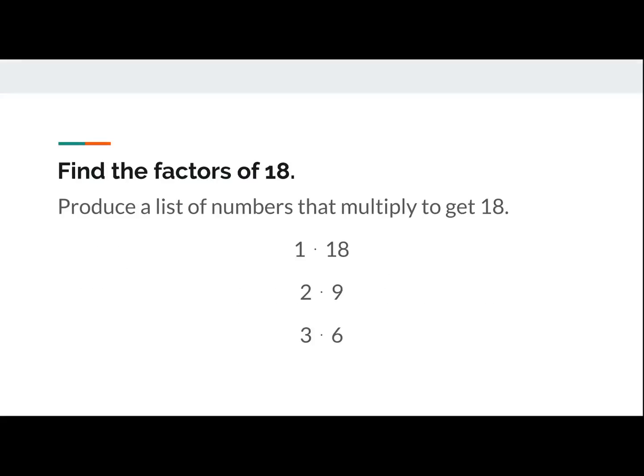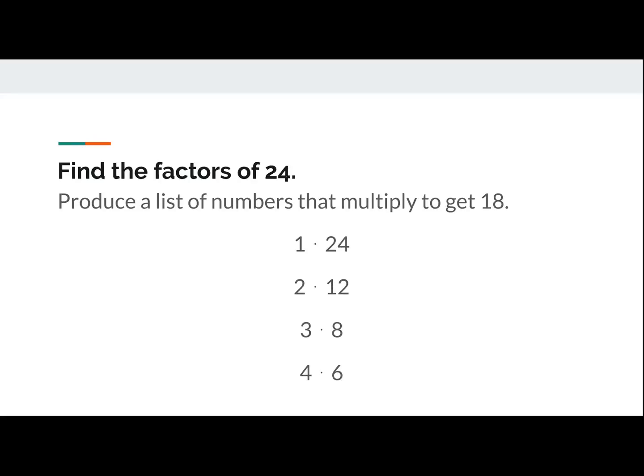So, for example, it says find the factors of 18. You produce a list of numbers that multiply to get 18. So you have 1 and 18, 2 and 9, and 3 and 6. So that is the factors of 18. The factors of 24 have 1 and 24, 2 and 12, 3 and 8, and 4 and 6.